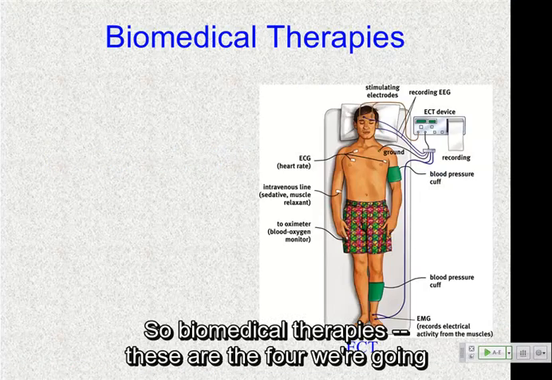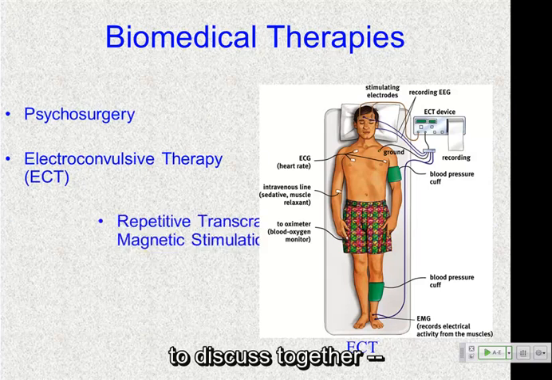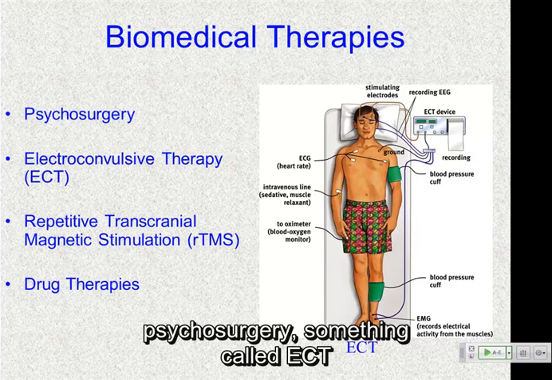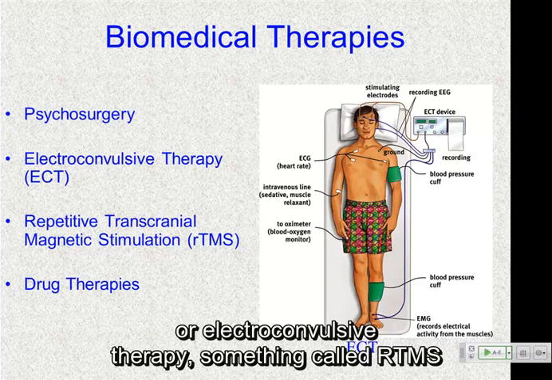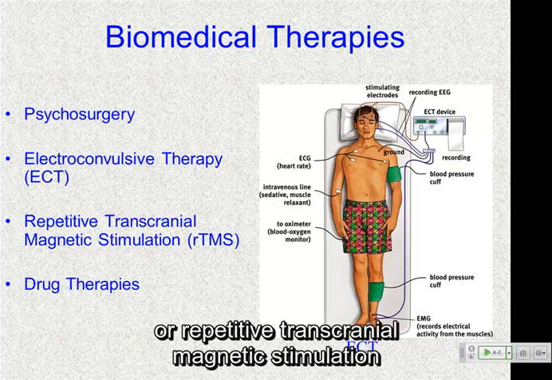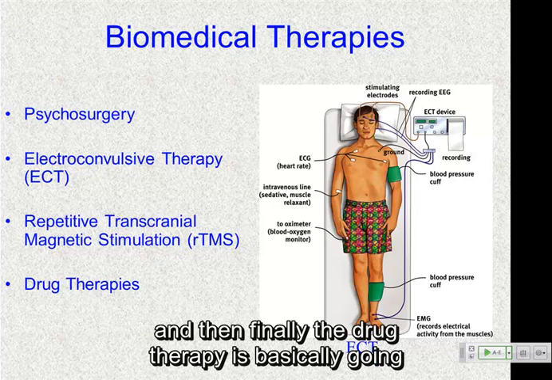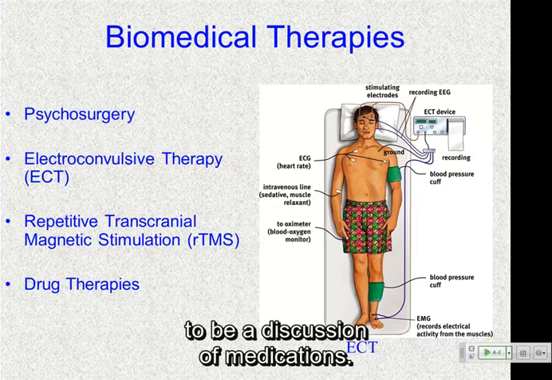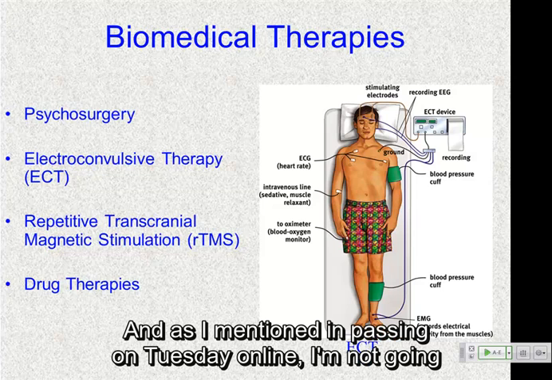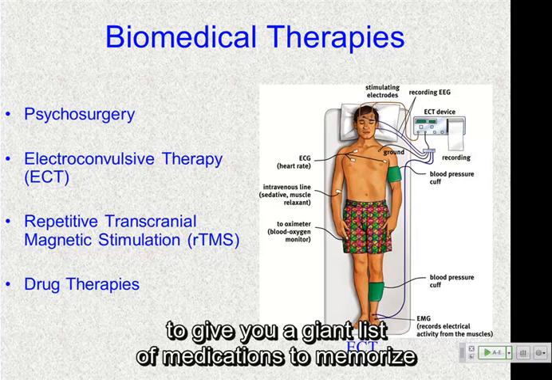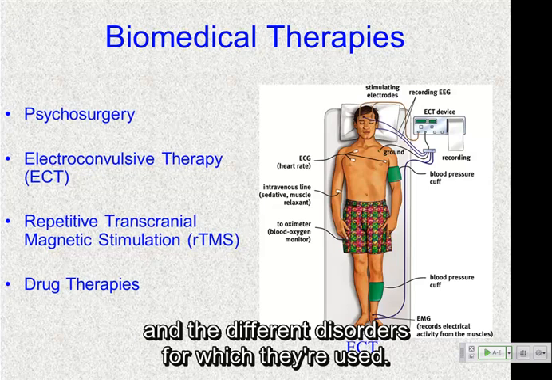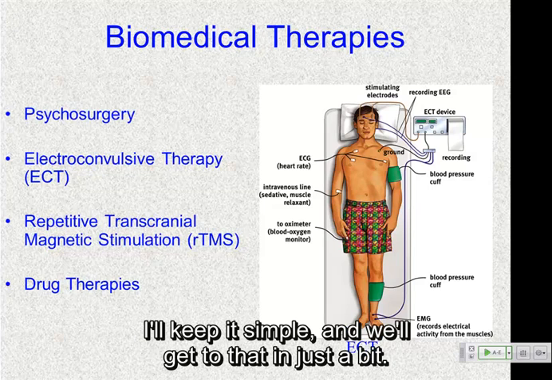All right. So biomedical therapies. These are the 4 we're going to discuss together. Psychosurgery, something called ECT or electroconvulsive therapy, something called rTMS or repetitive transcranial magnetic stimulation. And then finally, the drug therapies is basically going to be a discussion of medications. And as I mentioned in passing on Tuesday online, I'm not going to give you a giant list of medications to memorize and the different disorders for which they're used. I'll keep it simple, and we'll get to that in just a bit.